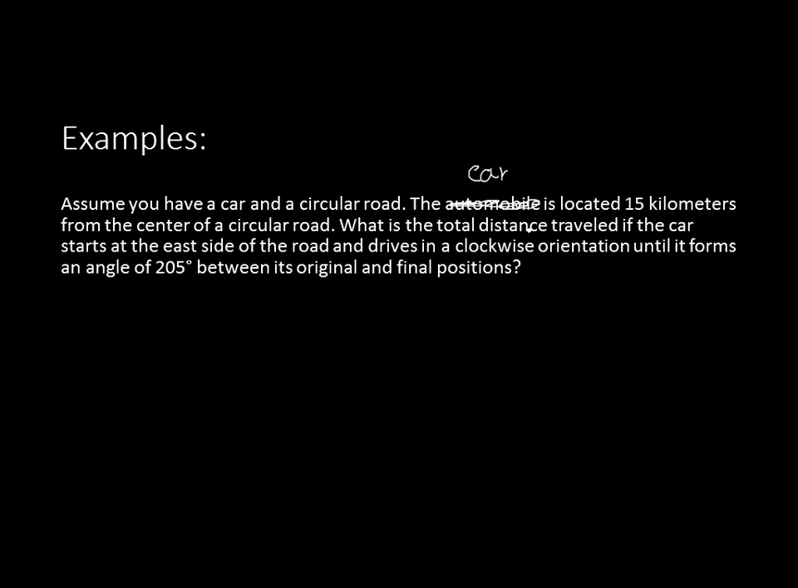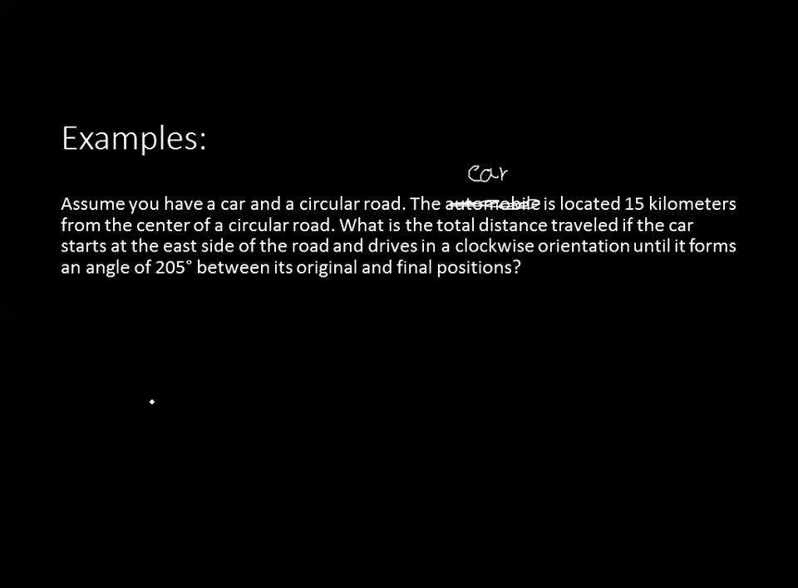What is the total distance traveled if the car starts at the east side of the road and drives in clockwise rotation until it forms an angle of 205 degrees between its original and final position?